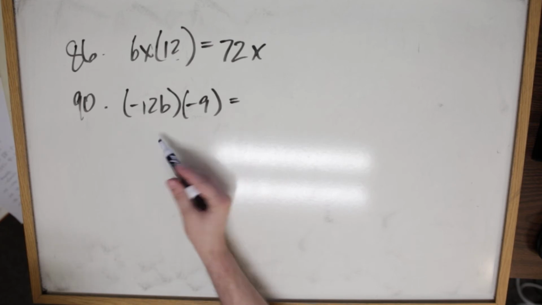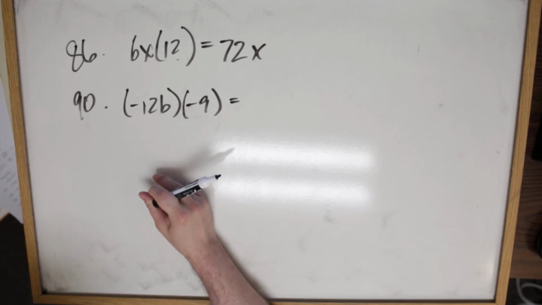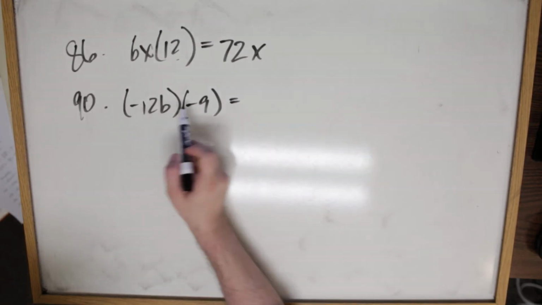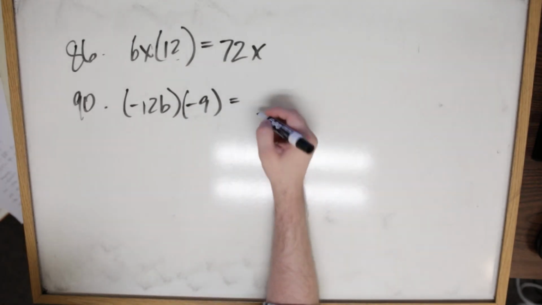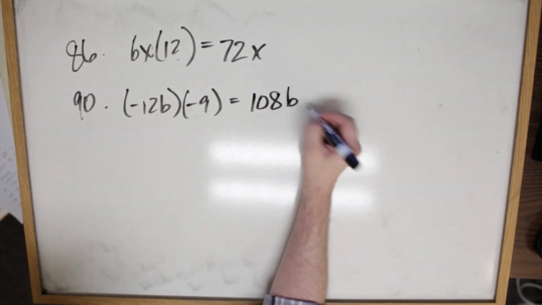For example, if I see a 12 and a 9, I'll think, what's 12 times 10? 12 times 10 is 120, and then I would subtract 12 from 120 to get 12 times 9. So that would be 108. So minus a minus is going to be a plus, so 108, and the b is going to come along for the ride.